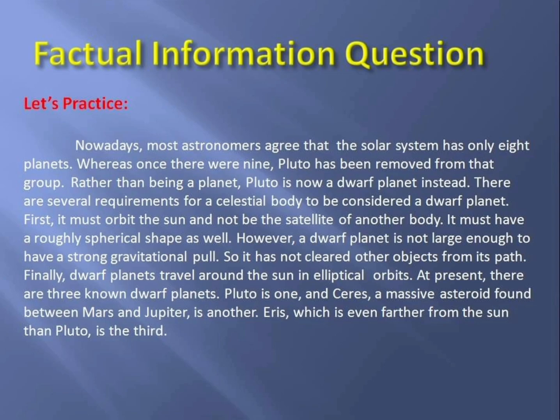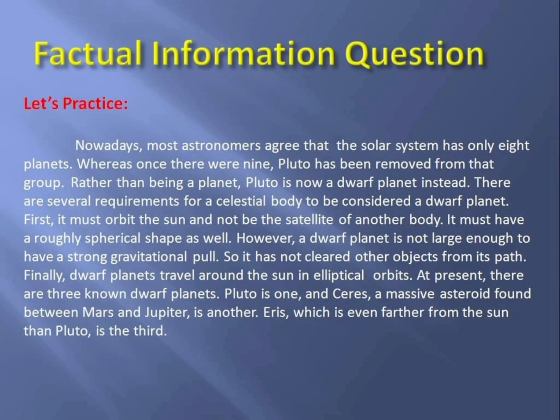Here is a part of a reading passage. Nowadays, most astronomers agree that the solar system has only 8 planets, whereas once there were 9. Pluto has been removed from that group. Rather than being a planet, Pluto is now a dwarf planet instead. There are several requirements for a celestial body to be considered a dwarf planet. First, it must orbit the Sun and not be the satellite of another body. It must have a roughly spherical shape as well.